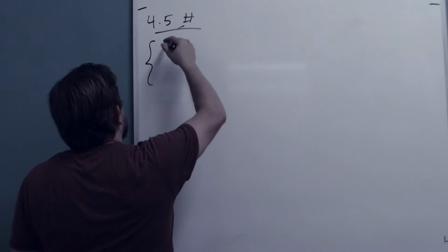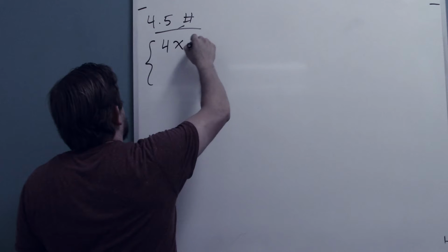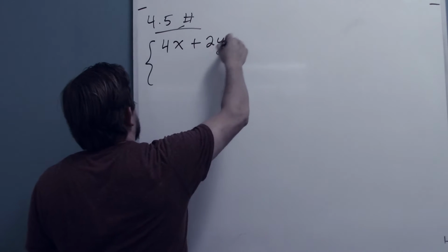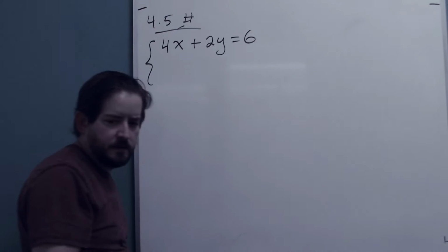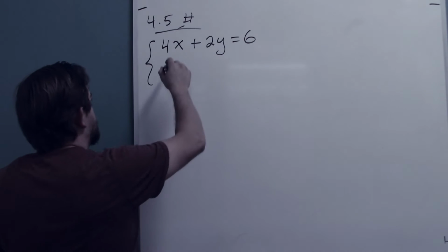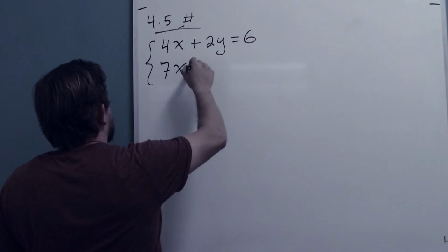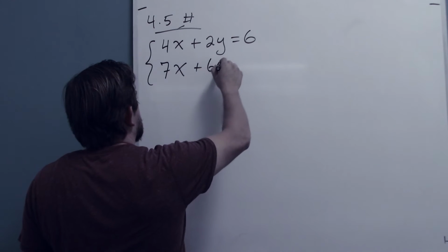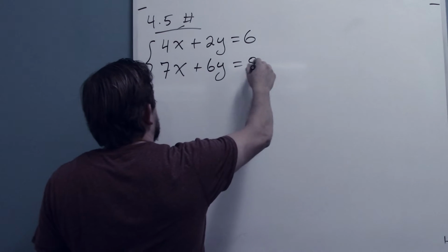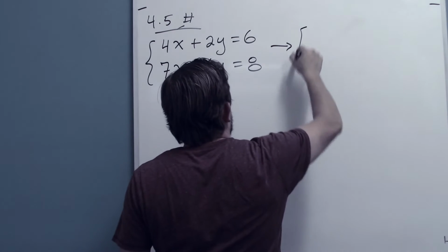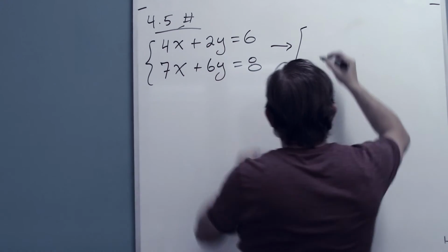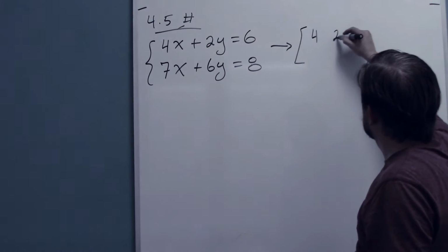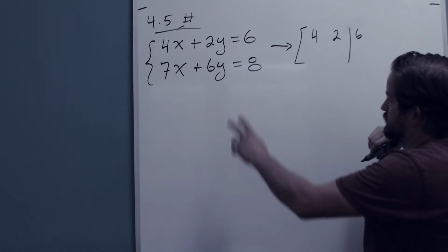But I have 4x plus 2y equals 6, and 7x plus 6y equals 8. So as a matrix, that is just 4, 2, 6, 7, 6, 8.